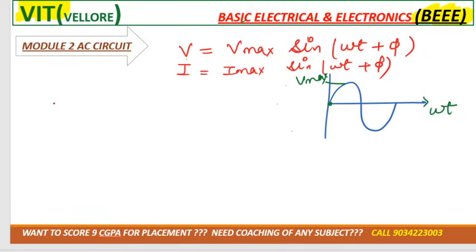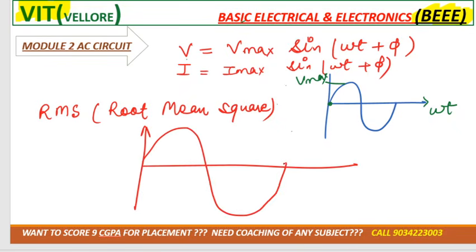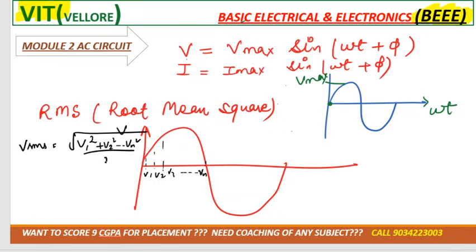For calculation purposes we always need to calculate the RMS value. I think you have already studied about RMS, that is root mean square. What is exactly the root mean square? Suppose this is the waveform and you have taken voltage at each and every point, like you measure V1 here, V2 here, V3 here, and so on up to Vn, right? So VRMS stands for root mean square: root of V1 square, V2 square, up to Vn square, divided by n.